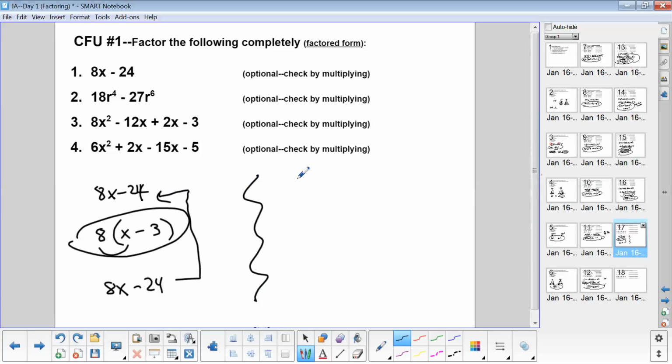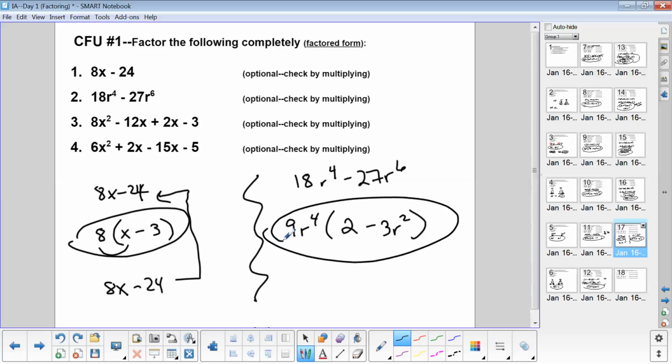Number 2, I've got 18r to the 4th minus 27r to the 6th. You're thinking of 18 and 27. What do they have in common? It should be a 9. R to the 4th, R to the 6th. Remember, you're going to take the smallest of the two. What's 18r to the 4th divided by 9r to the 4th? That would be 2. What's 27r to the 6th divided by 9r to the 4th? That would be 3r to the 2nd. And that would be your factored form completely.